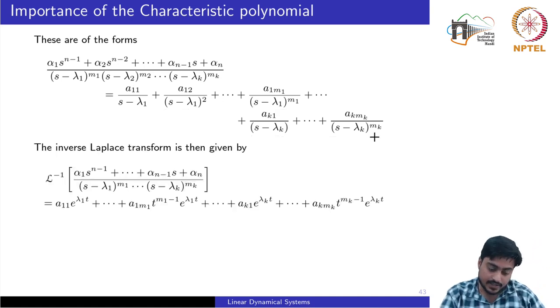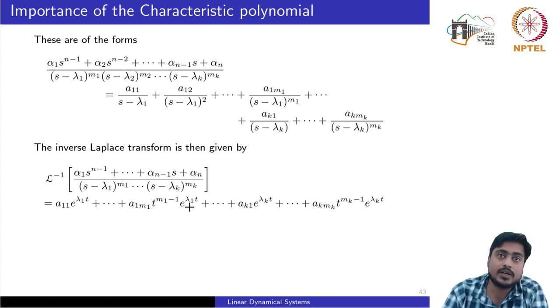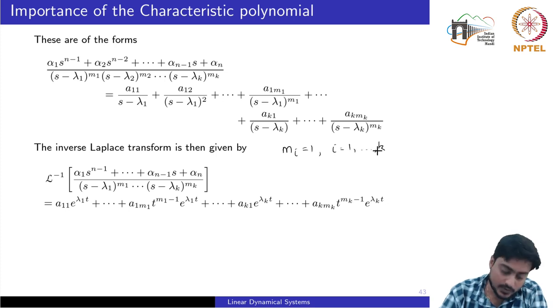Now if I take the Laplace inverse, it would have a11 e to the power lambda 1 t plus up to a1m1 t to the power of multiplicity minus 1 into e to the power lambda 1 t. Similarly for all these lambda i's, from 1 to k. Now suppose all the mi's are equal to 1 for i equal to 1 up to k. We won't be having this term, because if I put m1 equal to 1 it would be 0. So the only remaining term is this one.